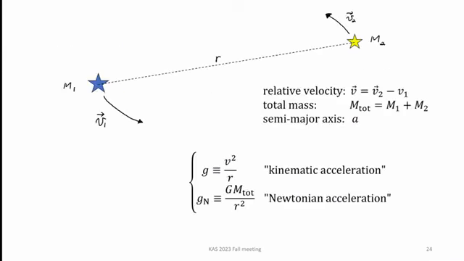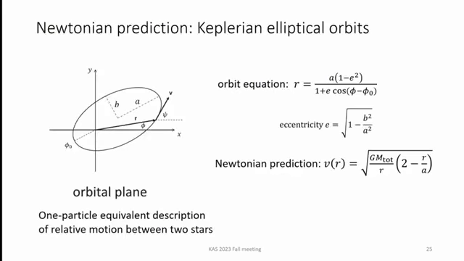Okay, so this is the binary. Then you have two velocities, and the relative velocity is v, and we have total mass, and it can have a semi-major axis, and this is the physical radius, and what's observed is the projected separation. And this is the definition of kinematic acceleration, and this is the definition of Newtonian acceleration. If the orbit is circular, then these two will be the same in Newtonian physics. So what Newton predicts is a Keplerian orbit, okay? And it predicts v_r is given by this.